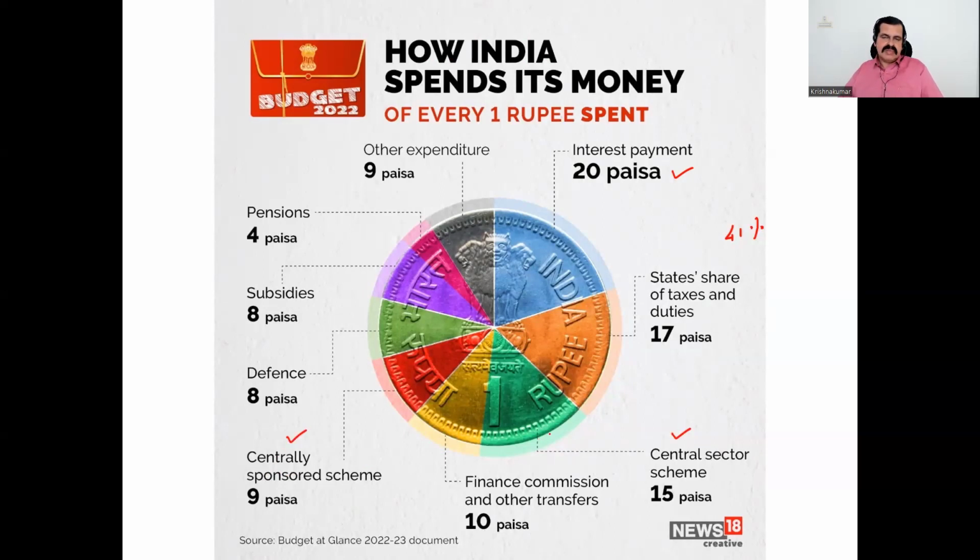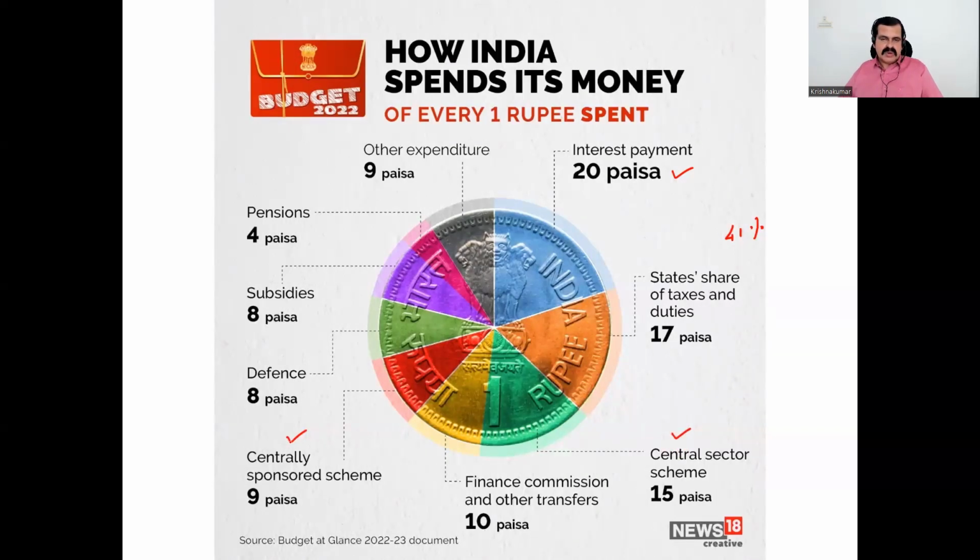Central sector schemes are those which are planned, managed and funded solely by the central government. For example, defense expenditure, or let us say expenditure relating to atomic energy and things like that. Or money spent on public distribution systems, that's completely funded by the central government and managed by them.